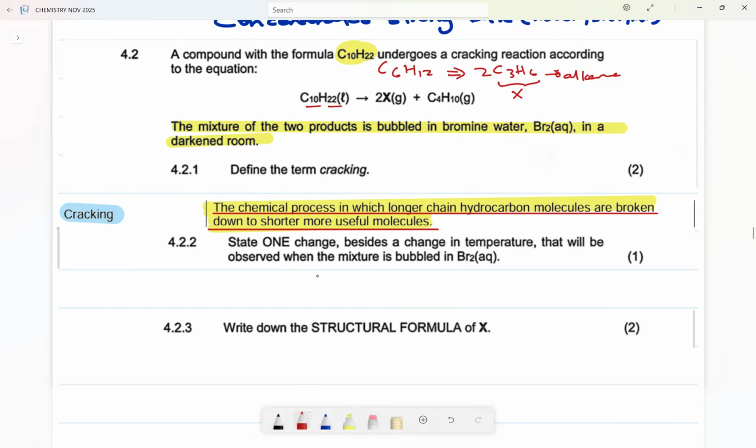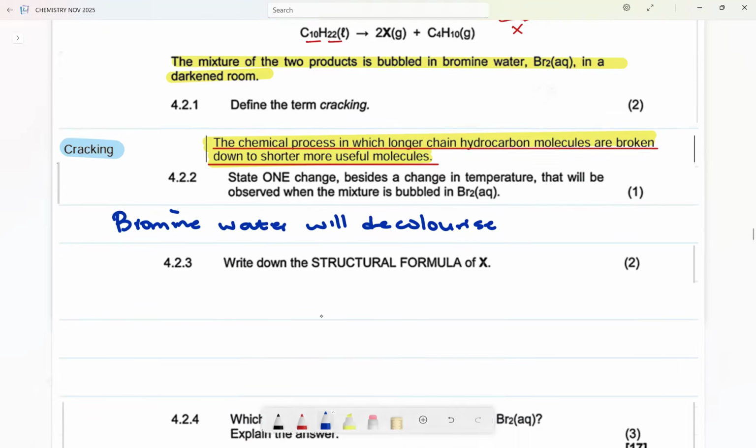Okay. Then 4.2.2 says state one change besides a change in temperature that will be observed when the mixture is bubbled in bromine water. We know that the bromine water will get decolorized. Okay. We say the bromine water will decolorize. Br water will decolorize. This is the observation that we get thereof.